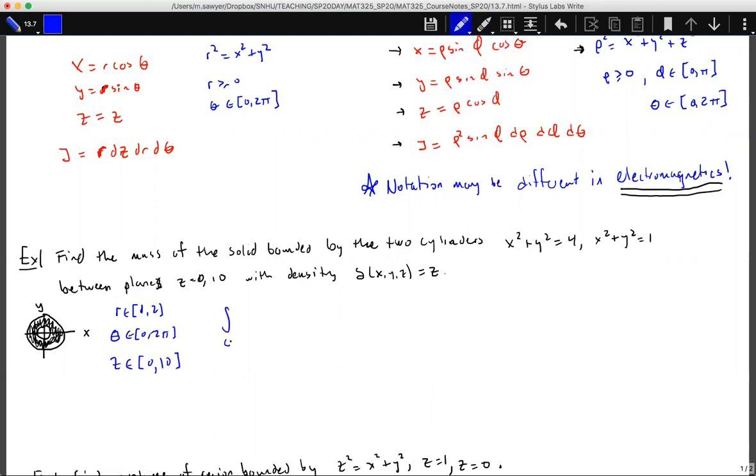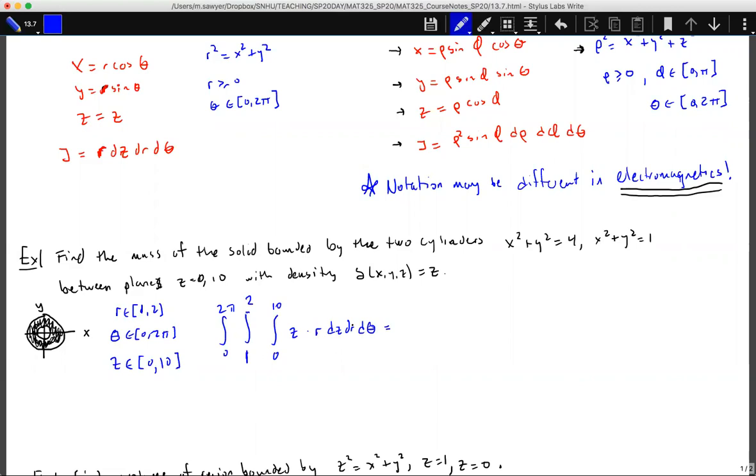We can set it up in any particular order, so long as we're careful with our notation, but let's follow our Jacobian. 0 to 2 pi, 1 to 2, and then 0 to 10, and then z times our Jacobian, r dz dr d theta.